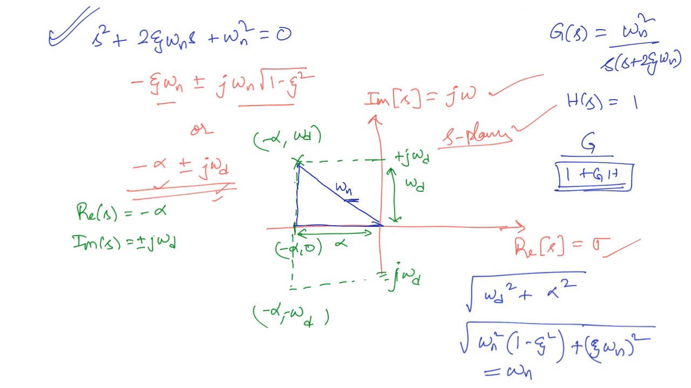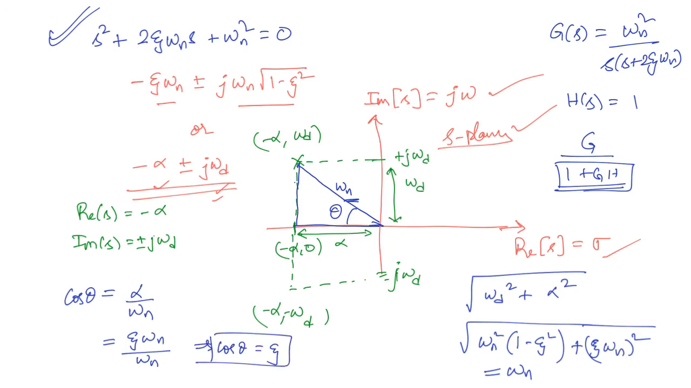Okay, next, if you take the angle theta here, then you can get cos theta is equal to alpha by omega n. Okay, but what is alpha? It is zeta omega n. So you will get cos theta is equal to zeta, right? So this is how you represent zeta also. If you take the angle here to be theta, then zeta can be cos theta.